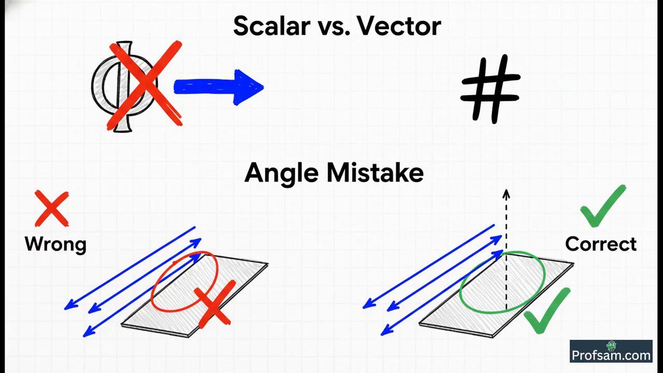The second mistake, and this is the most common one, is using the wrong angle. Many students take the angle between the E field and the surface itself. That is wrong. I'm saying this for the third time. The angle theta is always between the electric field vector and the normal to the surface.